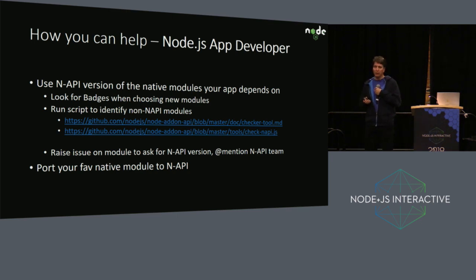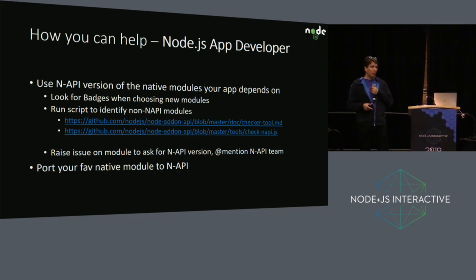We've been working on badges so that module owners can tag their modules with a tag that says, yeah, I'm supporting an API. We've also created a script. So again, in the Node add-on API project, if you check that out, there's a script and some documentation that goes along with that, which will help you identify all the modules in your project which aren't using an API and which potentially you're going to need to upgrade or recompile when you move to a different version.